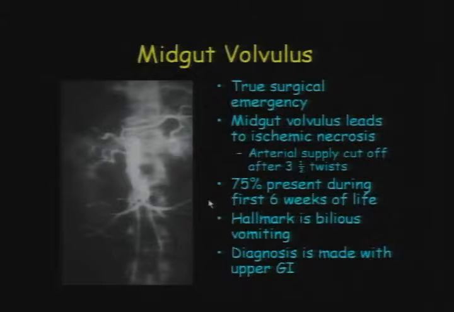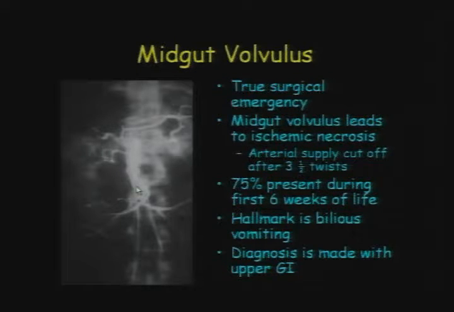3.5 twists leads to cutting off the arterial supply to the small bowel, and you can't live without your small bowel. This is a copy of an angio that was done in South America on an adult who obviously was having mesenteric ischemia, and you can see the twist of this midgut volvulus.